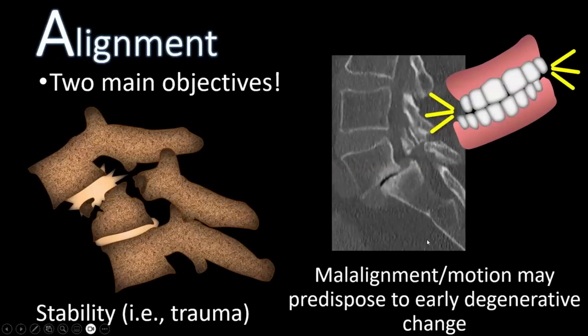For trauma, we really think about alignment as looking for instability. But in the degenerative spine, we're really looking for malalignment that causes advanced or early degenerative change. Abnormal motion in the spine causes the spinal elements to move against each other, kind of like grinding teeth abnormally. And this can wear the spine down and cause early degenerative change.